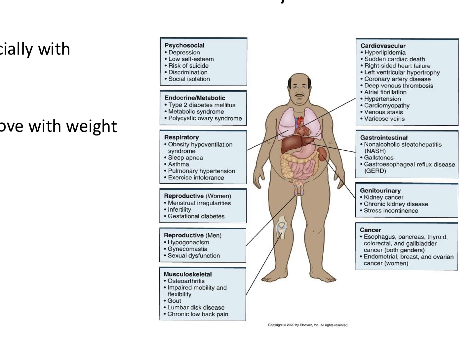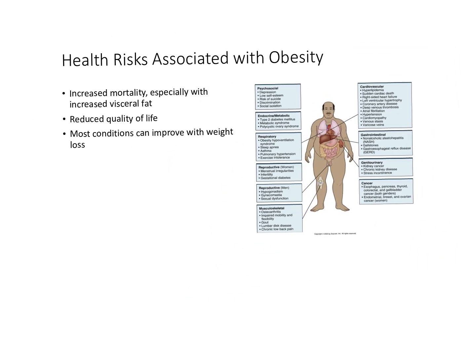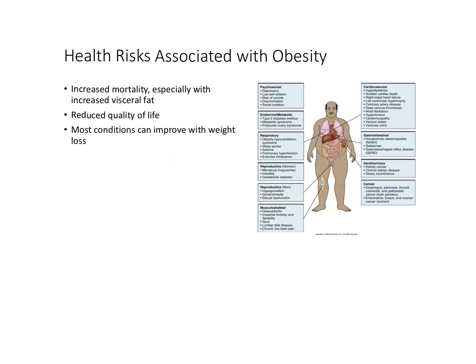So obesity, renal insufficiency or renal failure, and hepatic insufficiency or hepatic failure. These are all things that can cause widespread effects throughout the body. Obesity is associated with increased mortality, especially if we have increased visceral fat. So visceral is like abdominal fat. And so if we have more fat around the midsection, then that has an increased risk.